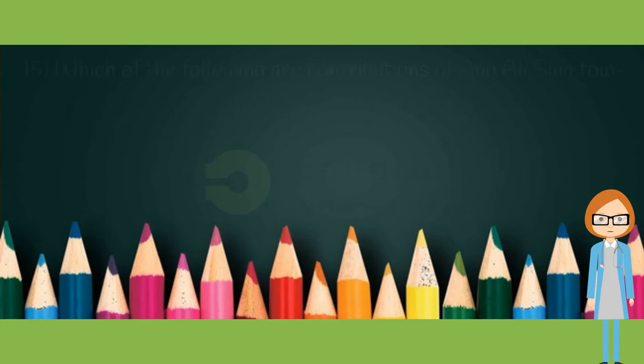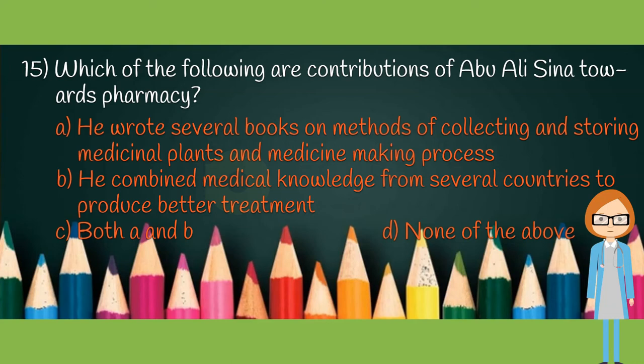Question 15. Which of the following are contributions of Abu Ali Sina towards pharmacy? Option A, he wrote several books on methods of collecting and storing medicinal plants and medicine-making process. Option B, he combined medical knowledge from several countries to produce better treatment. Option C, both options A and B. Option D, none of the above.